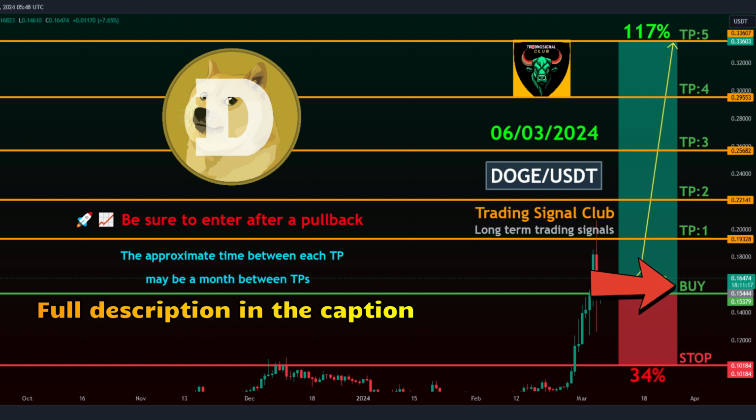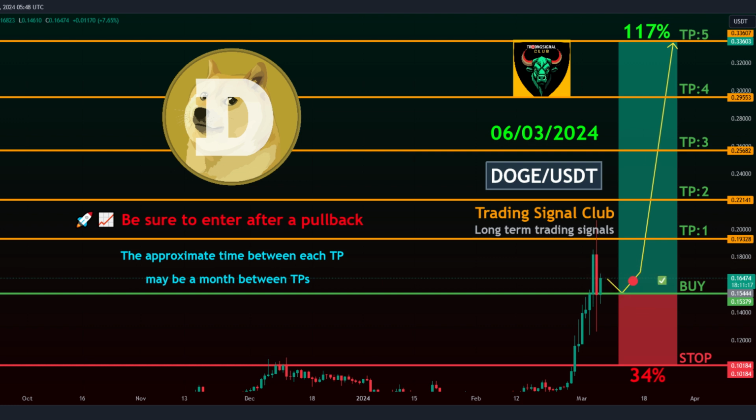Entry point, 0.15379 to 0.16343. Take profit targets. Target 1, 0.19328. Target 2, 0.22141. Target 3, 0.25682. Target 4, 0.29553.